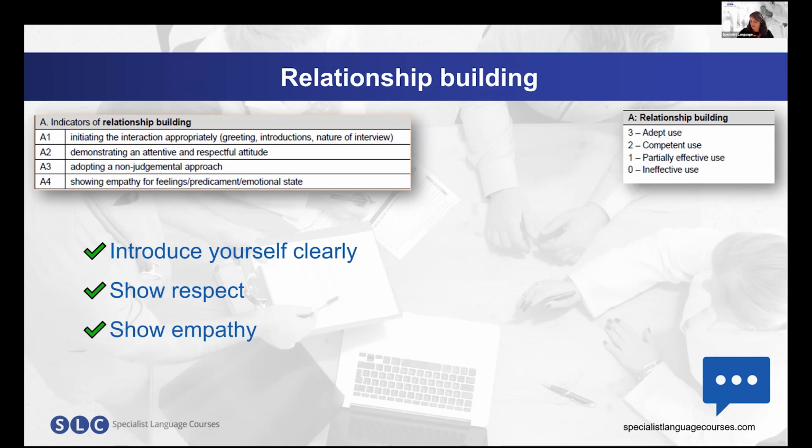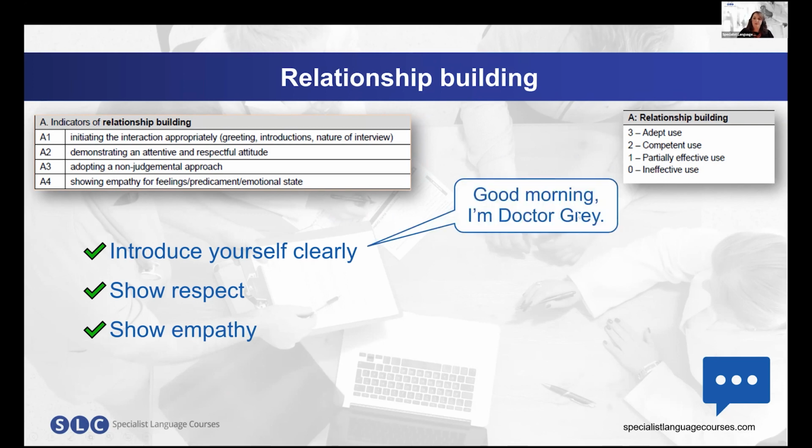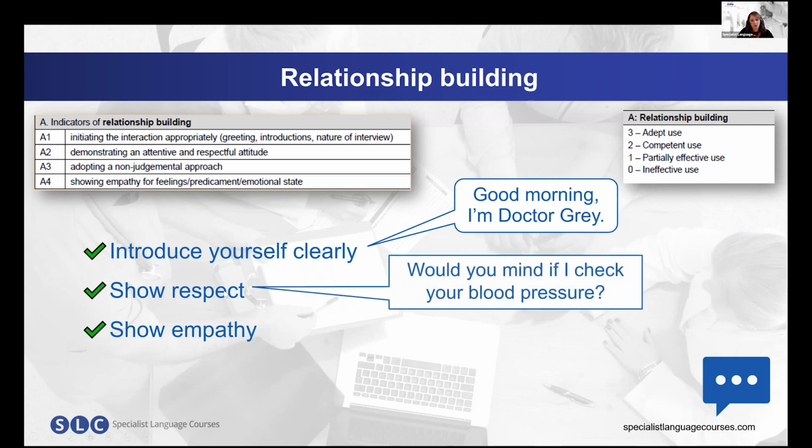So let's have a think about how you can do that. So when you introduce yourself, you can greet the patient and tell them who you are. So this is a good way to start your role play and to initiate the conversation. Show respect. So showing respect, you can do this in a variety of ways. One way is using polite language. So instead of saying, I'm going to check your blood pressure, you could ask, would you mind if I check your blood pressure? And you need to show empathy.